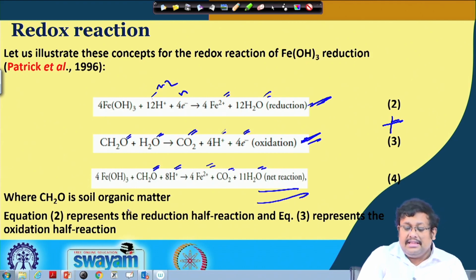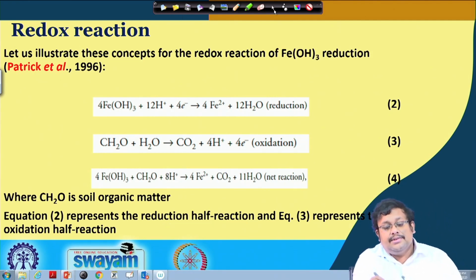Here you can see one thing: the Fe(OH)3 is getting reduced to Fe2 plus, whereas this organic matter is getting oxidized to carbon dioxide. So, it also supports our previous slide that the reductant will be oxidized and the oxidant will be reduced. So, equation 2 basically represents the reduction half reaction, and equation 3, we have already talked about, is the oxidation half reaction.